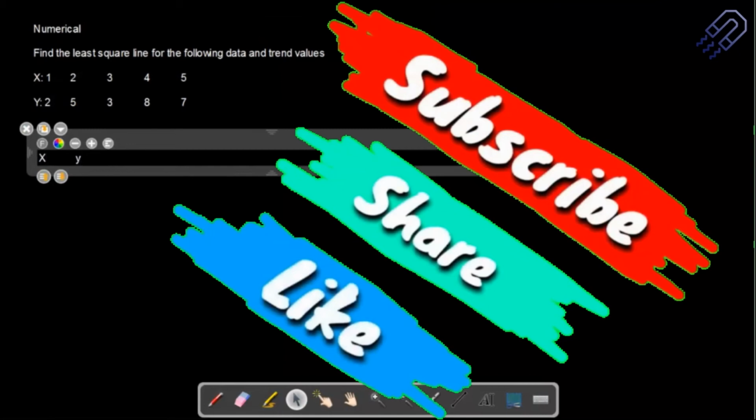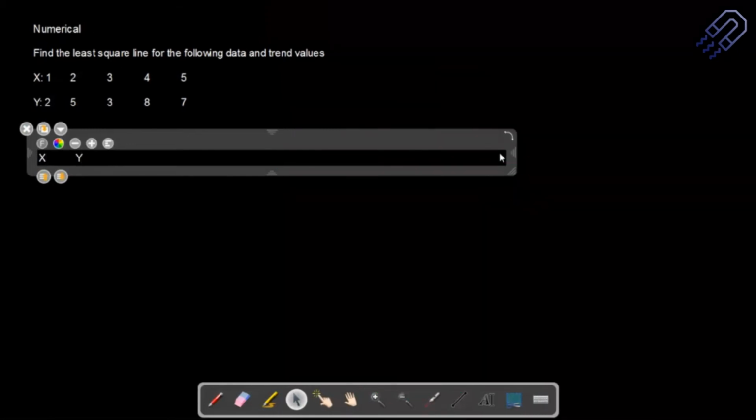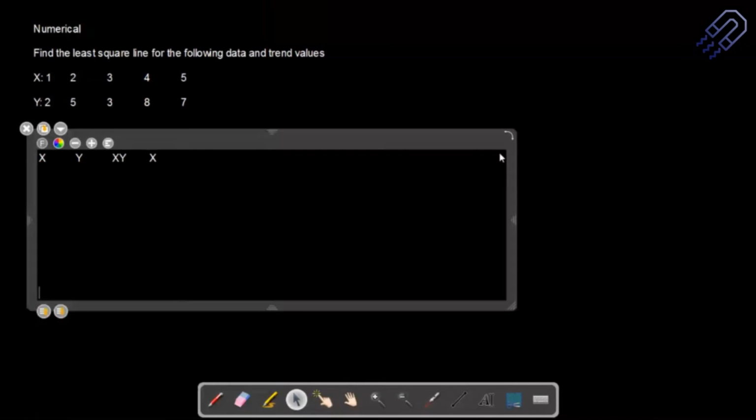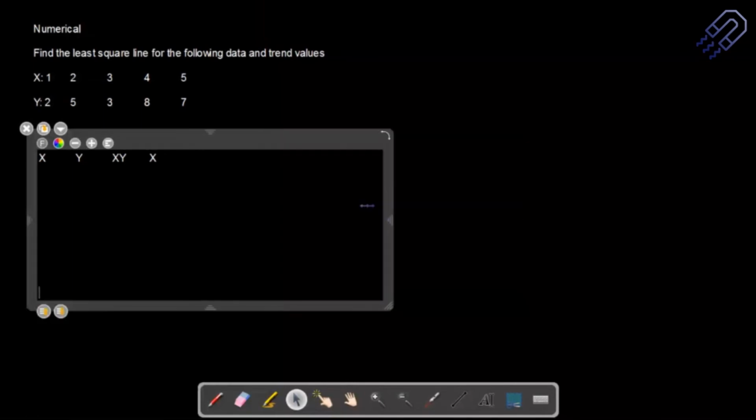Okay, y, sorry, capital Y, and then we can take capital XY, and then I will take x square. Okay, then let's see what values we have here. I'm just going to write down the table, so I will leave some space here. Okay, we have this table now.